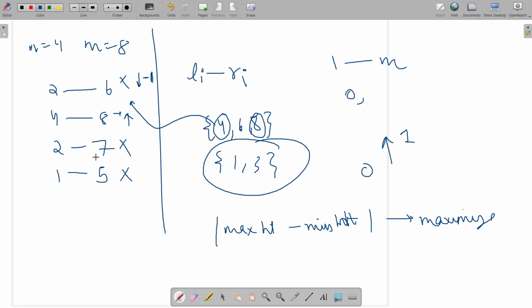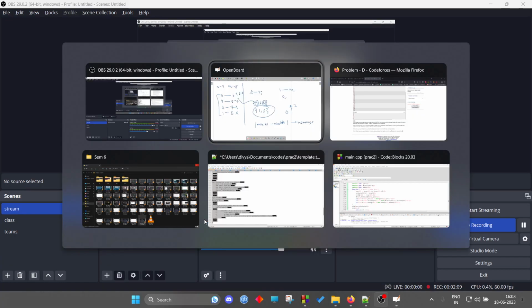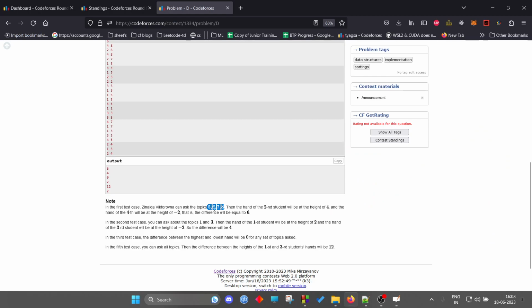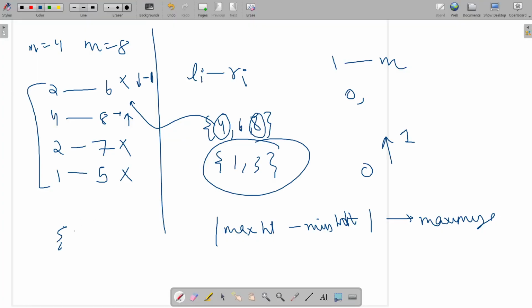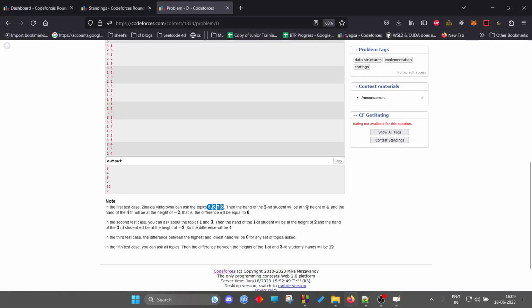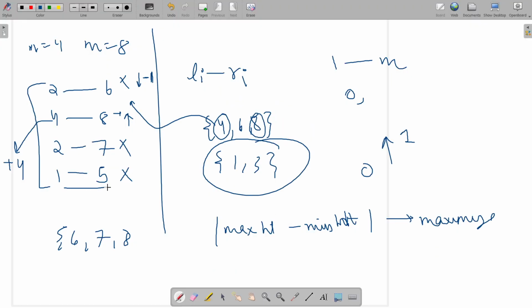So if this is the Li and Ri for 4 students, and the teacher asks these 4 topics: 5, 6, 7 and 8. So what will happen is that this student knows all of these 4 topics, so his height will become +4. But if we look at the fourth student, he only knows topic 5, and he doesn't know topic 6, 7 or 8. So his height will be -2.